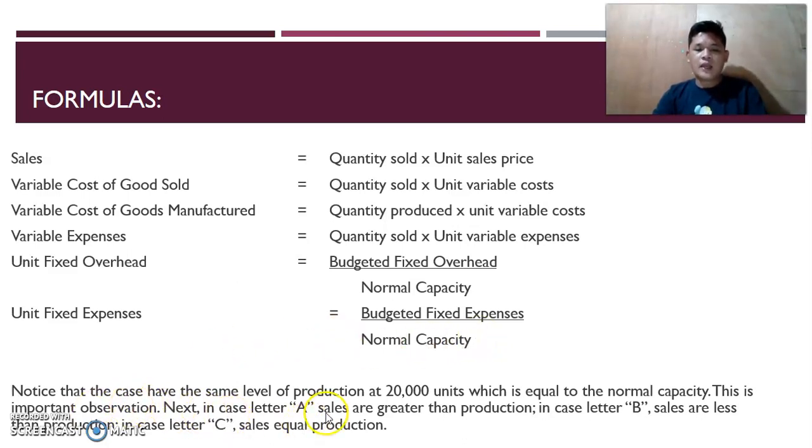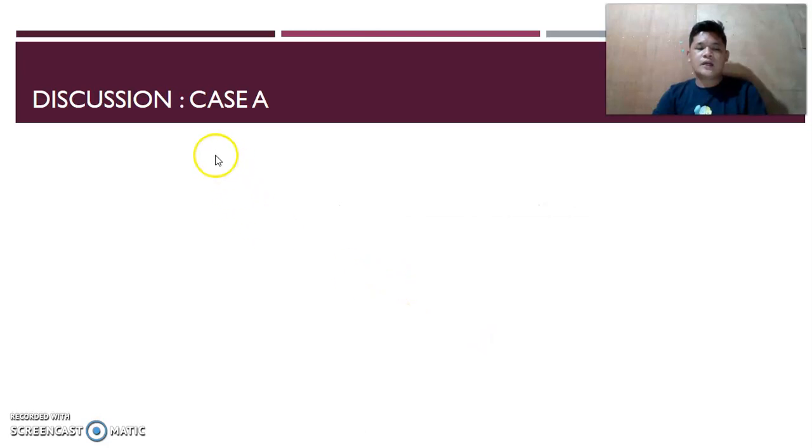Next, in case letter A, sales are greater than production. In case letter B, sales are less than production. In case letter C, sales is equal to production. So, let's discuss case letter A. Sa case letter A, mas mataas si sales kaysa sa production.